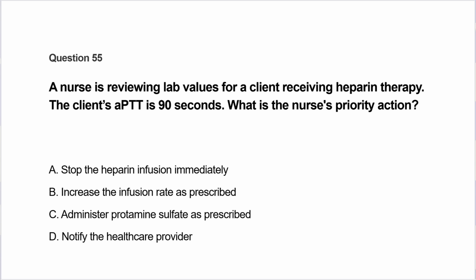55. A nurse is reviewing lab values for a client receiving heparin therapy. The client's APTT is 90 seconds. What is the nurse's priority action? A. Stop the heparin infusion immediately. B. Increase the infusion rate as prescribed. C. Administer protamine sulfate as prescribed. D. Notify the healthcare provider.